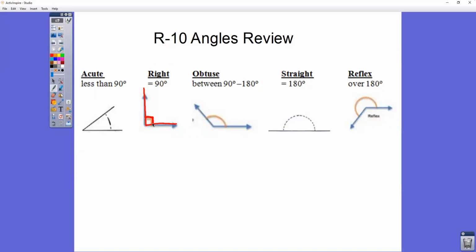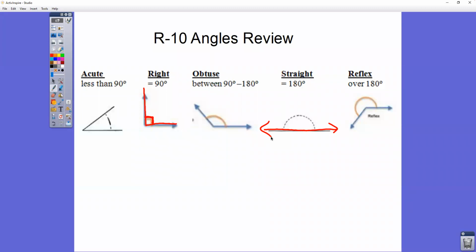Obtuse angles. Obtuse is like the word obese. These are the big fat angles. They are in between 90 and 180. A straight angle is just a straight line. That is exactly 180 degrees.